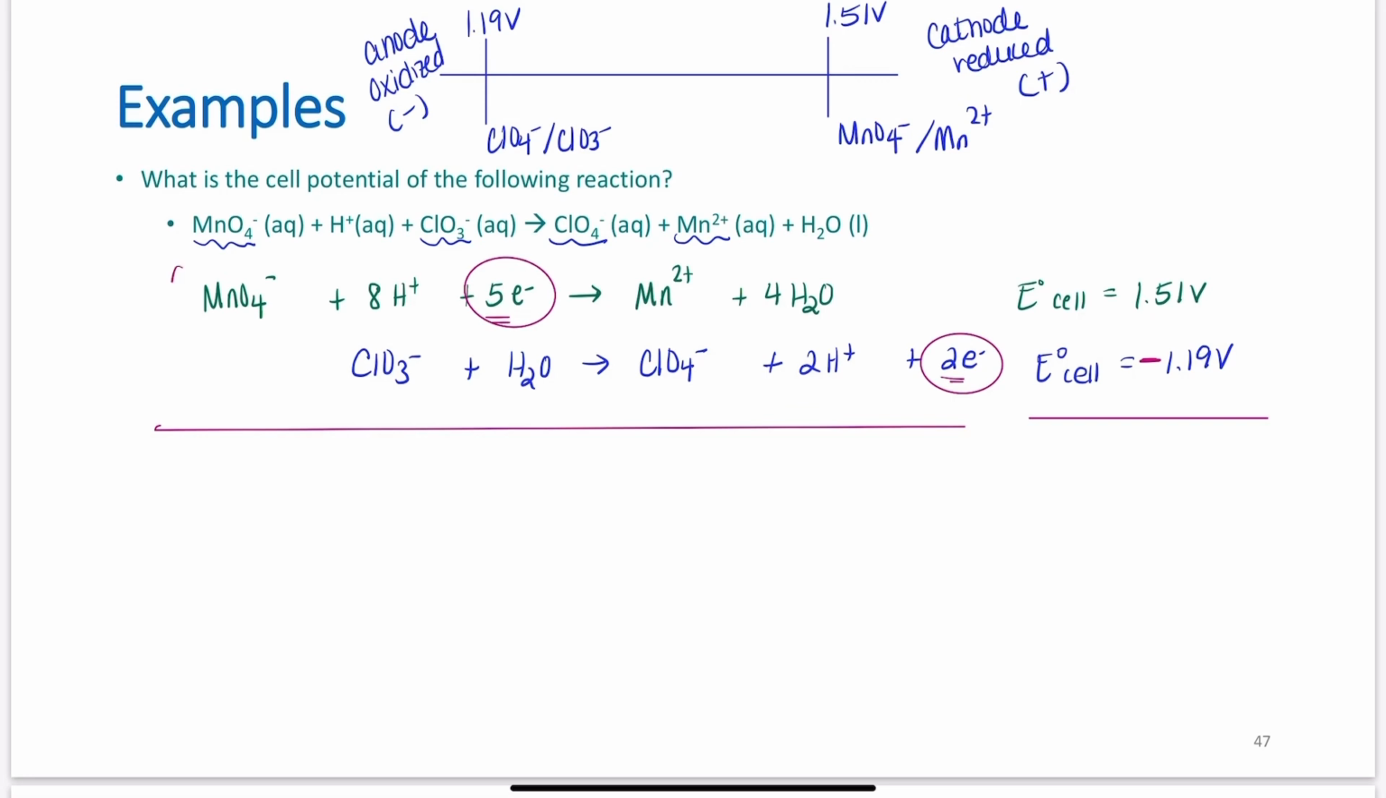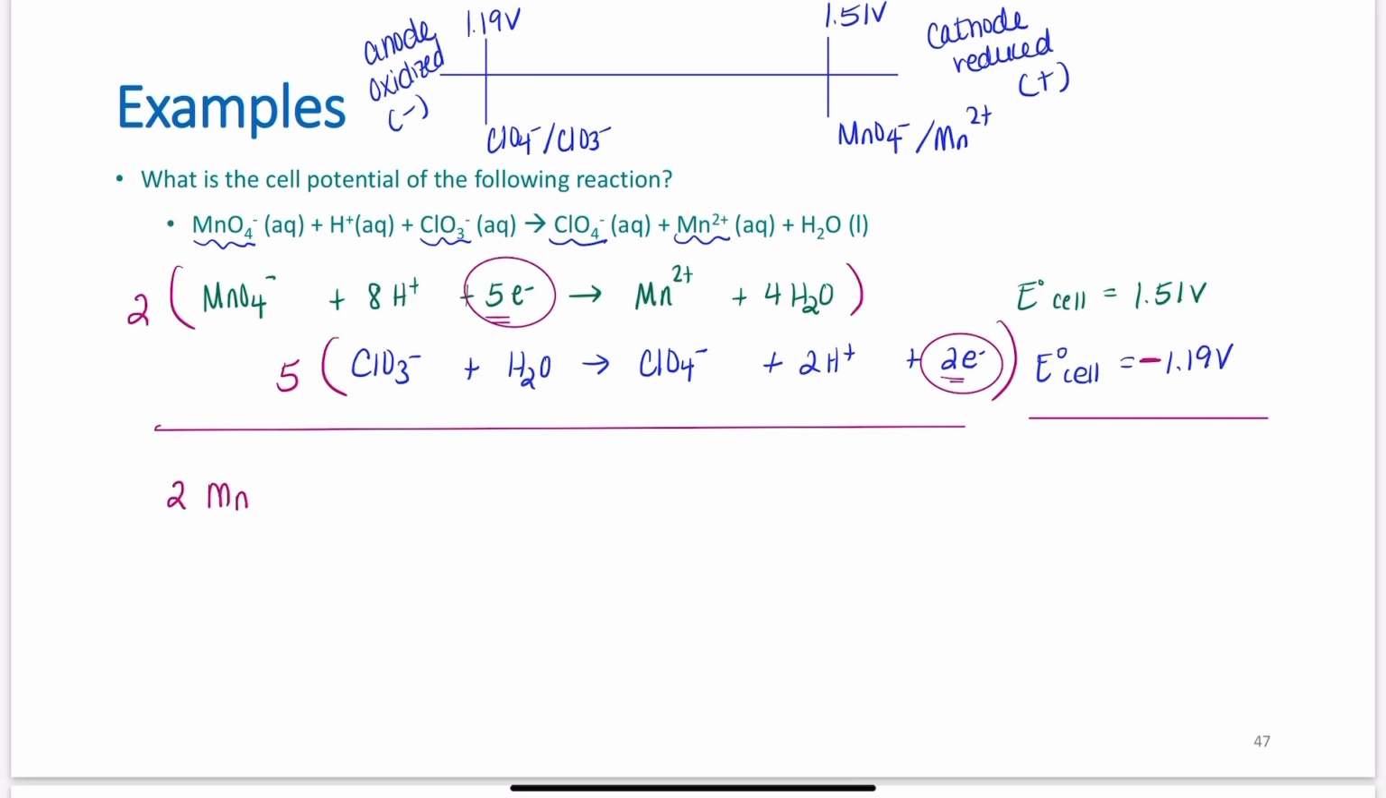To balance them, I'm going to multiply this top reaction by 2 and this bottom reaction by 5. If I do that, that will give me 10 electrons on the top, 10 electrons on the bottom, or 10 electrons on the reactant side, 10 electrons on the product side, and they will therefore cancel out.